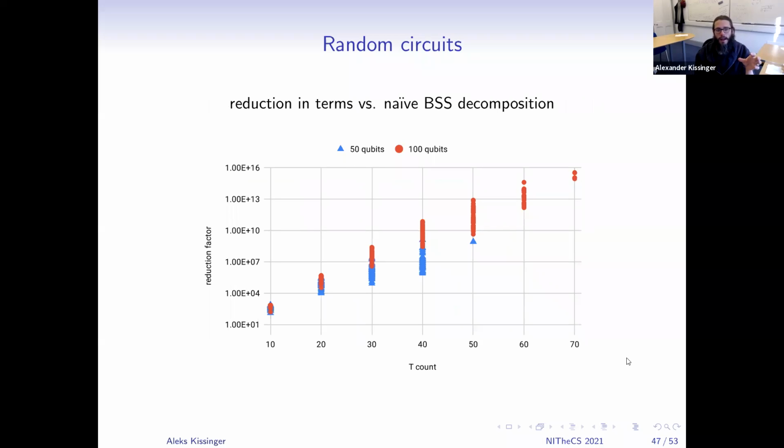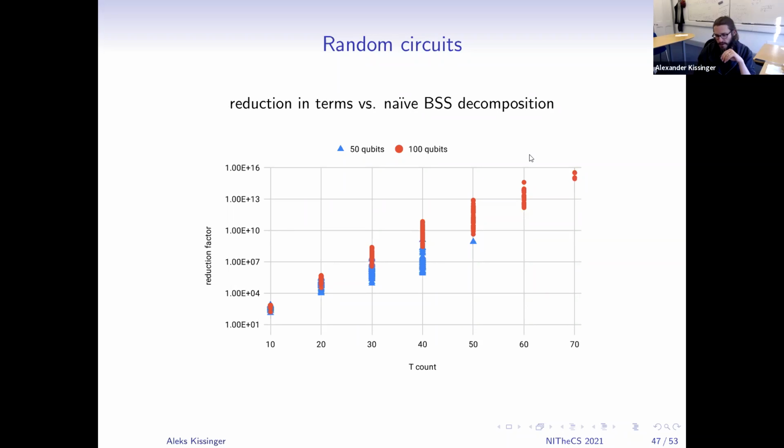Okay, and if you look at how much this saves us in terms of actual work we're doing, if you compare the number of terms that we had to sum up in the end to this naive decomposition, by the end we're saving something like 15 orders of magnitude. So this can make a big difference versus this naive approach.